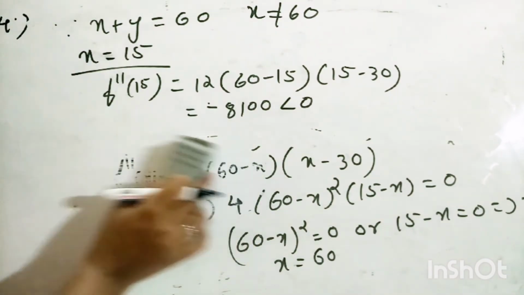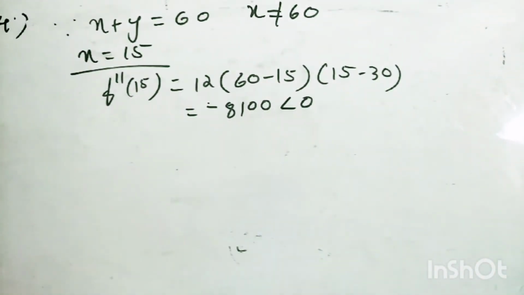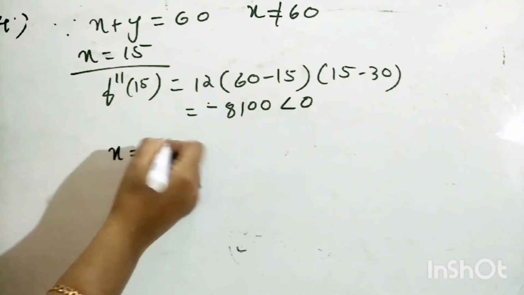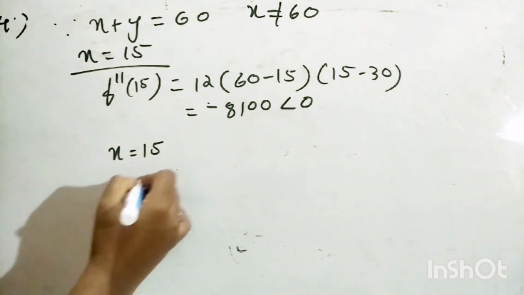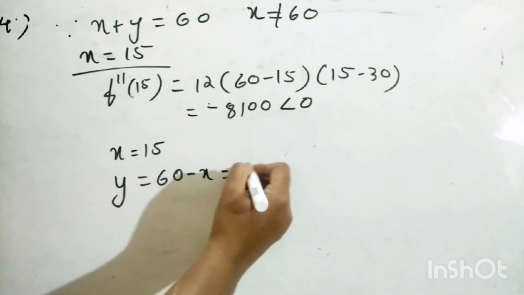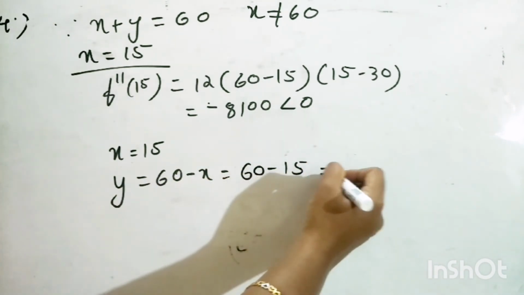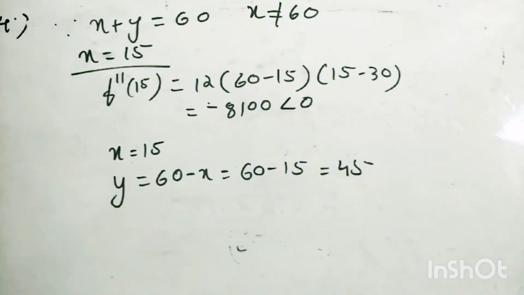Actually we need to find out the values of x and y such that x into y^3 is maximum. So we got when x = 15 that x y^3 is maximum. So x = 15 is our one value, and we need to find out the second value, that is y = 60 - x = 60 - 15 = 45. Thus the two positive numbers are 15 and 45.